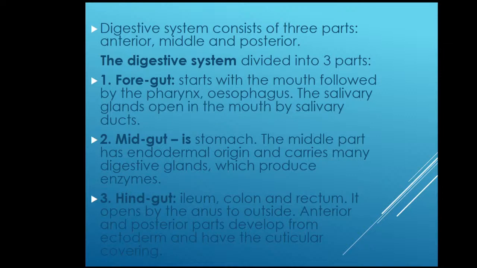This is the middle part of the digestive system, and it has endodermal origin and carries many digestive glands which produce enzymes. The hindgut includes ileum, colon, and rectum, where undigested food is removed through the anus to the outside. The hindgut is developed from ectoderm and has a cuticular covering.